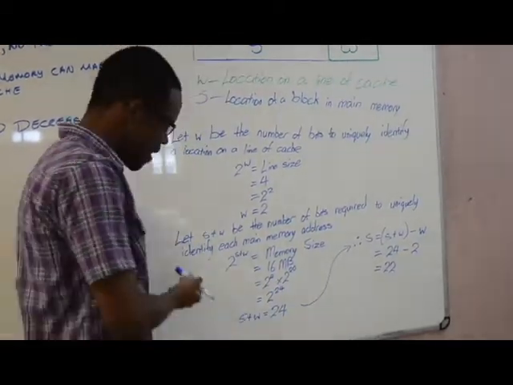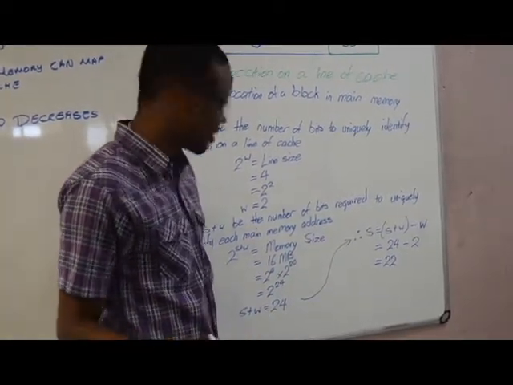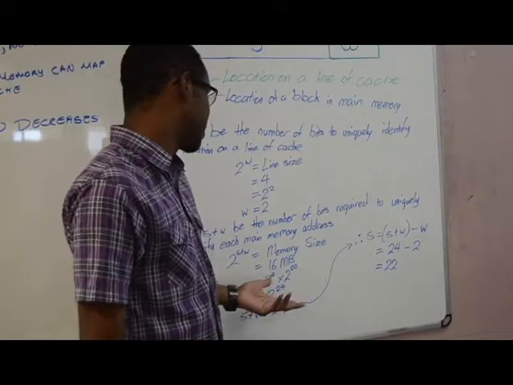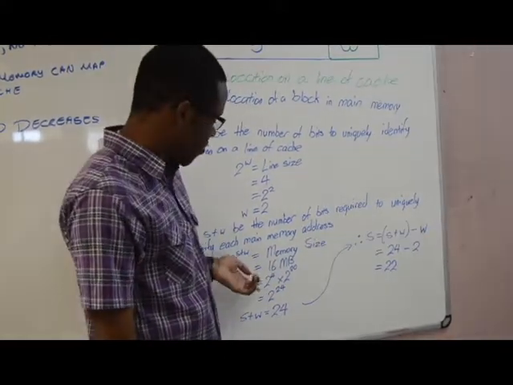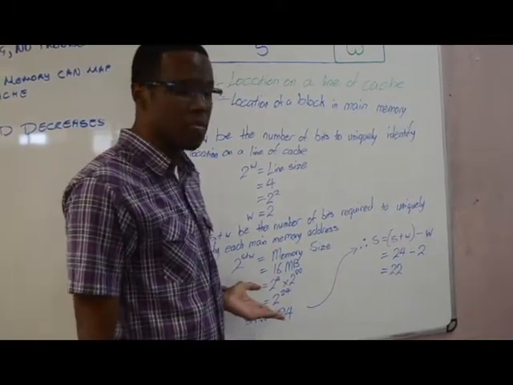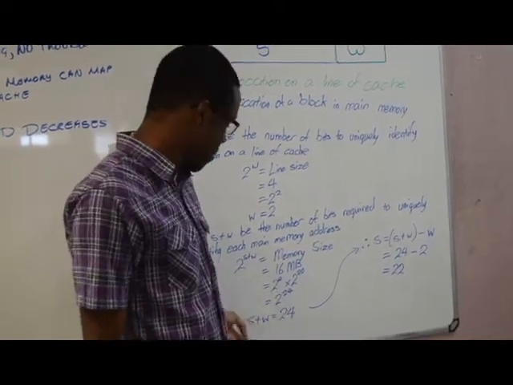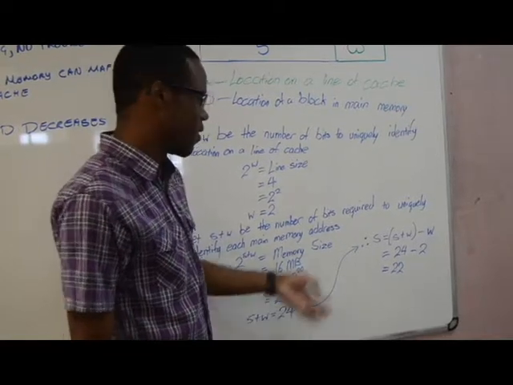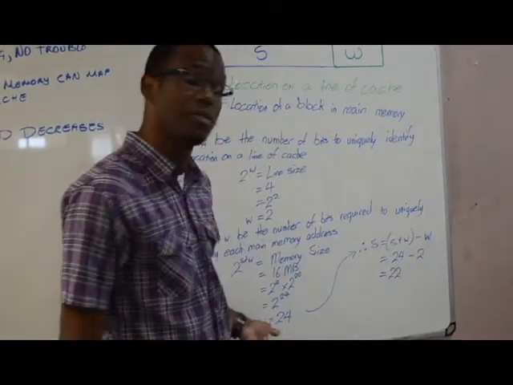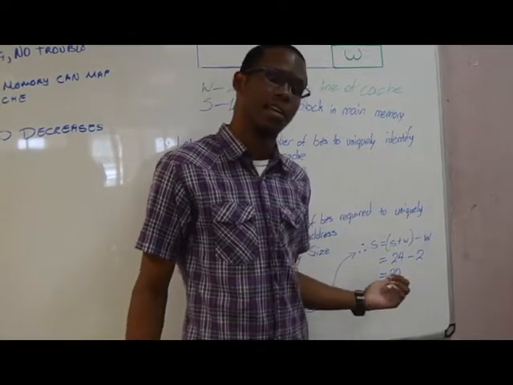Nothing too complex. And let S plus W be the number of bits required to uniquely identify each main memory address. So we get 2 to the power S plus W will be our memory size. If our memory size was, say, 16 megabytes, we get 2 to the power 4 times 2 to the 20, which is 2 to the 24. 2 to the 4 is 16, 2 to the 20 is mega. So 2 to the 24. That means 24 is our S plus W. Therefore, S is equal to S plus W minus W. We were told S plus W to be 24, and we were told W to be 2. So 24 minus 2 is 22, which is S.